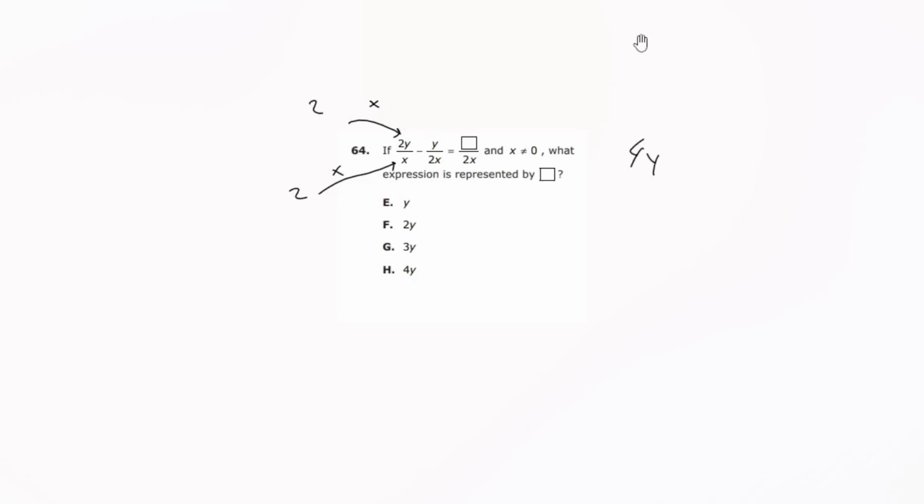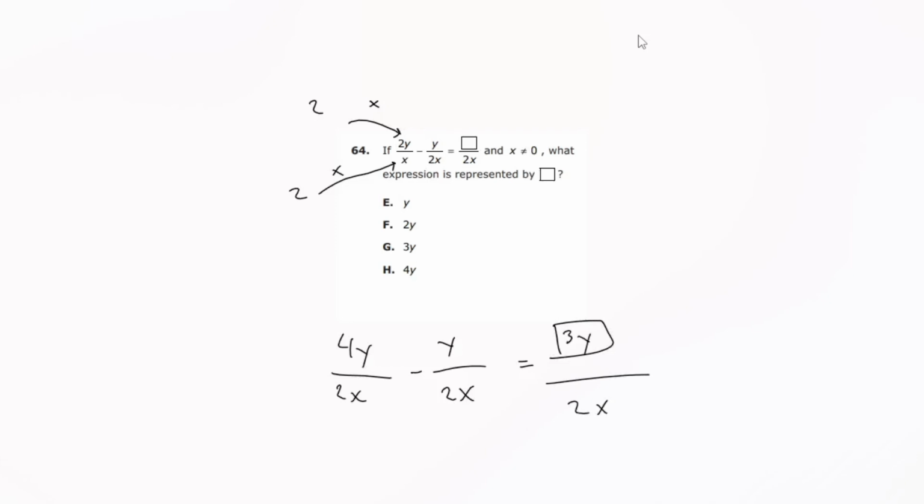4y over 2x minus y over 2x. And when you equal this, and you have a box over 2x, you do 4y minus y, which is 3y. And you keep the denominators the same. So your answer to this question is G, which is 3y.